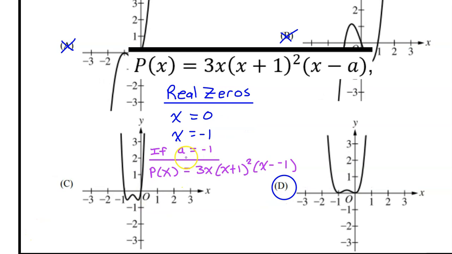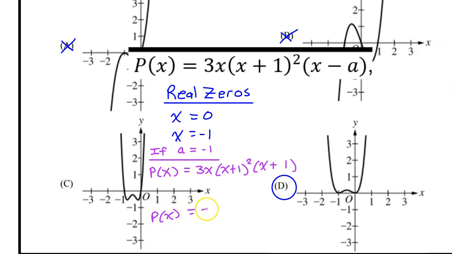If a equals -1, then p of x equals 3x times (x plus 1) squared times (x minus -1). I'm just plugging in a -1. Of course, minus a -1 is really plus 1. Written like this, we realize that this x plus 1 is just an extra factor of the (x plus 1) squared that we already had. So there's really 3 of them. So we could write p of x this way.